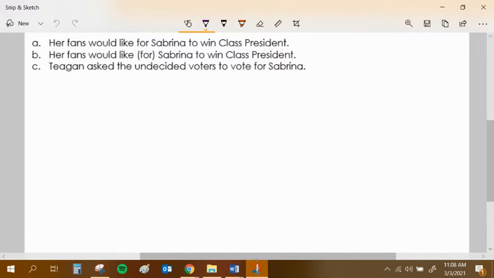So let's take on this first one, which says, her fans would like for Sabrina to win class president. Working with my third period sentences, I can see that my verb is would like and my subject is fans. I'm going to build this over here with a little space above, so I know I'm going to have to build a tree eventually.